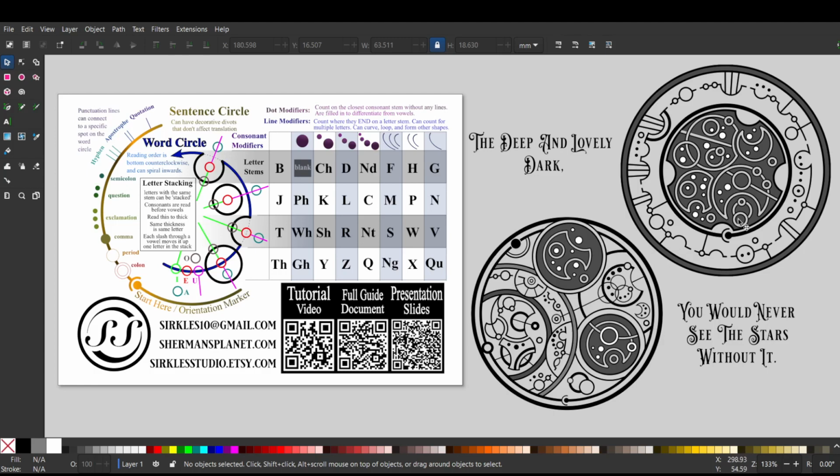And then here we have the word the, starting at the bottom is the first word we hit for this design, a TH and then an E. These words are done quite similarly.